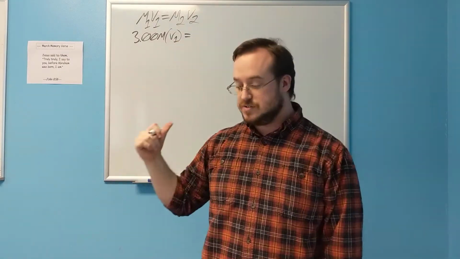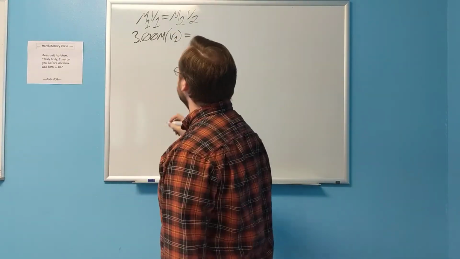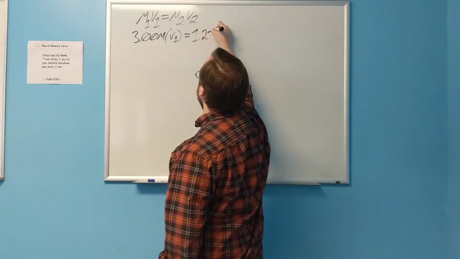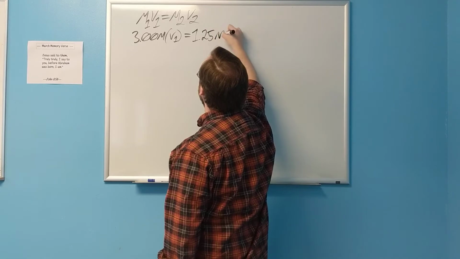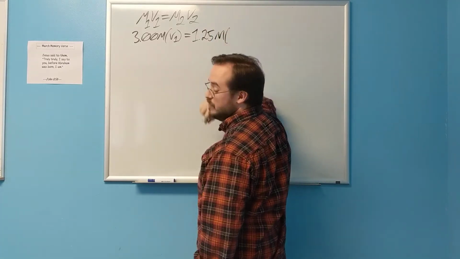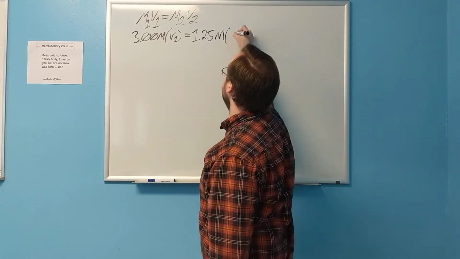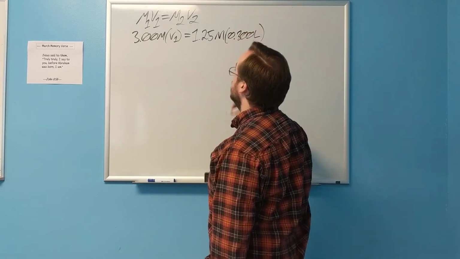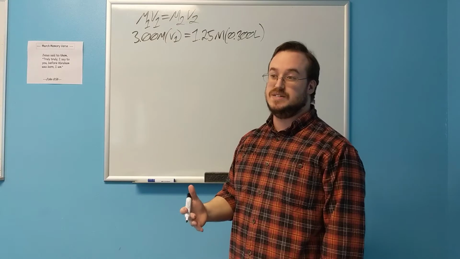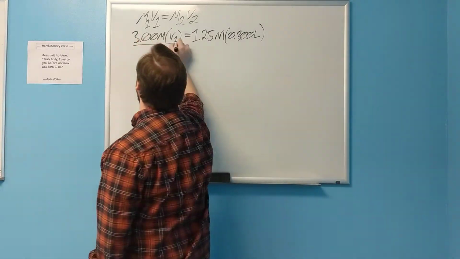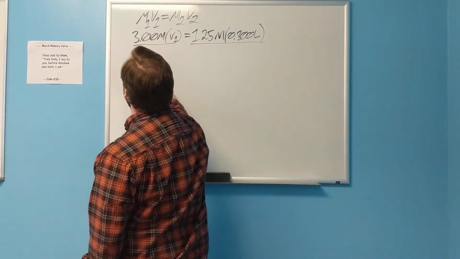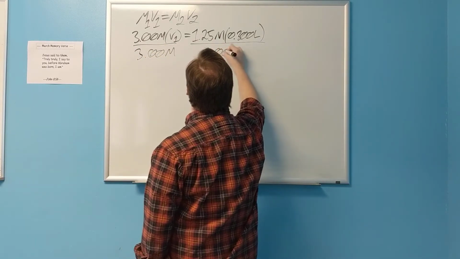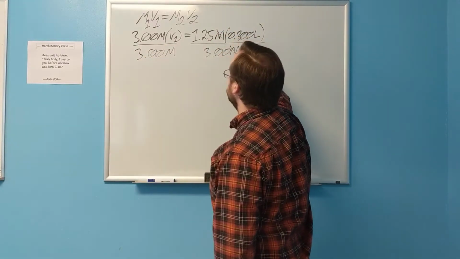So the other 2 values go on the other side of the equation. So our molarity is 1.25 molar. That's our desired concentration. And our volume we need is only 0.300 liters. So as you can see, this is some pretty easy algebra, right? We're just solving for this value, so we divide both sides by 3.00 molar. Molar cancels.